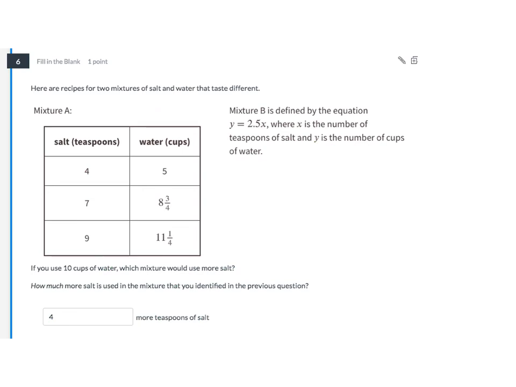All right, so number 5 and number 6 go together. On number 5, we found out that mixture B uses 4 cups of salt. Mixture A, we found out, uses 8 cups of salt. So the question that we're asking is, how much more salt is used in the mixture that you identified in the previous question? So mixture A had 8 cups. Mixture B has 4 cups. How much more does mixture A have? Well, that's 4, because if we do 8 minus 4, we get 4.